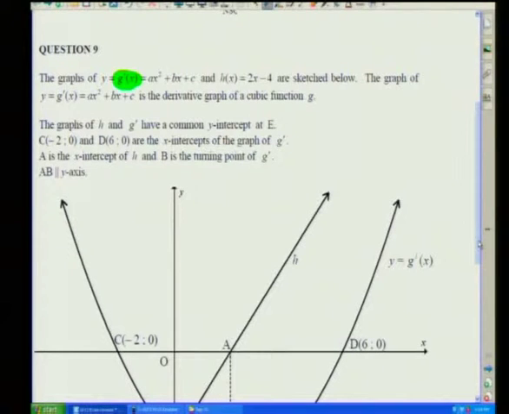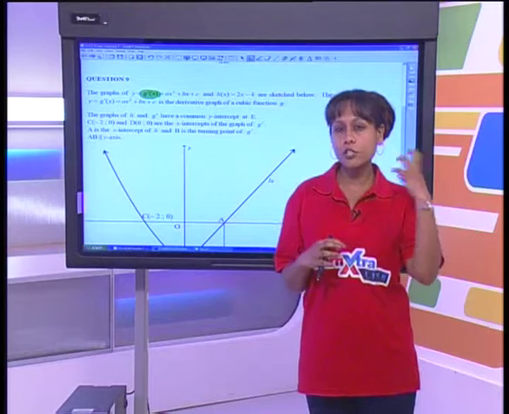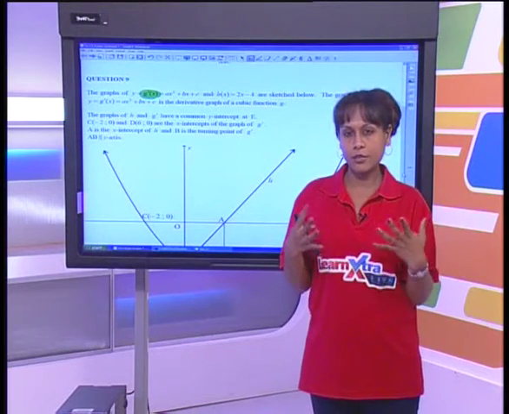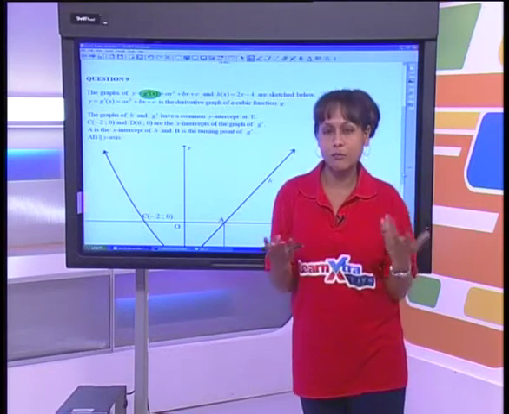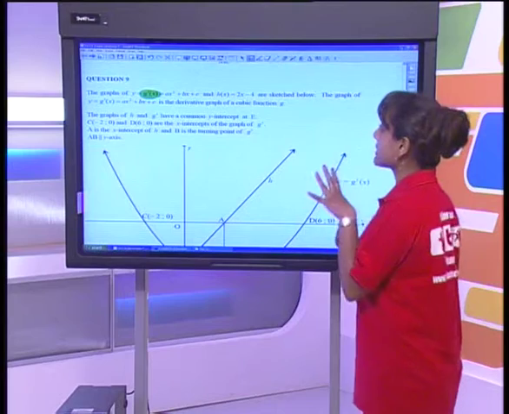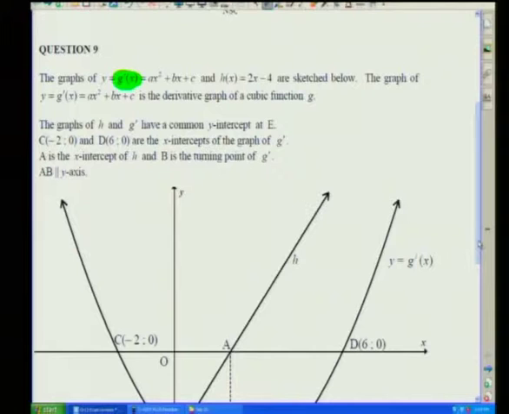Now, if you think about that for a second, if your derivative is giving you a quadratic function, then that means the original graph had to have been cubic. Because remember, if you take something to the power of 3 and you derive it, you're going to end up with an x squared. So therefore, the derivative graph is a parabola, as I will show you just now. So that means the original graph, g of x, must have been a cubic graph. All right. They also tell you that h of x is equal to 2x minus 4, so that's just a straight line, and they sketch both of these for you.